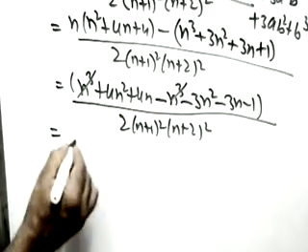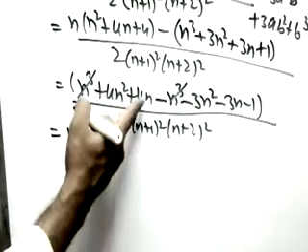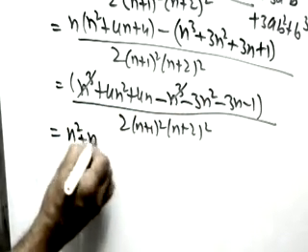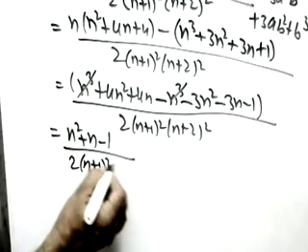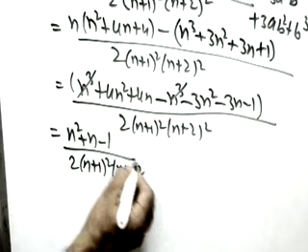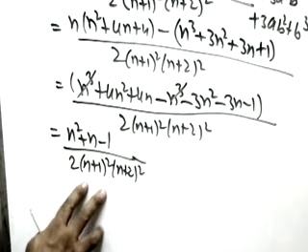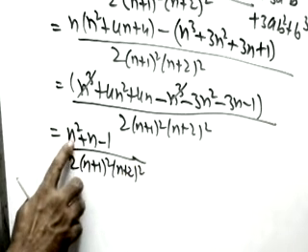Now plus n cube minus n cube will get cancelled. 4n square minus 3n square will be n square. 4n minus 3n will be plus n, minus 1, by 2 into n plus 1 square into n plus 2 square. Now the denominator is positive.